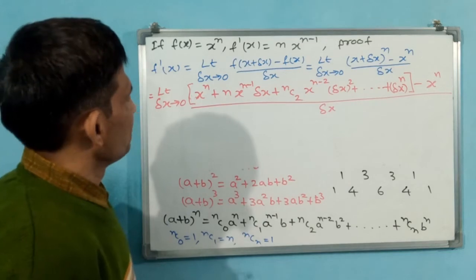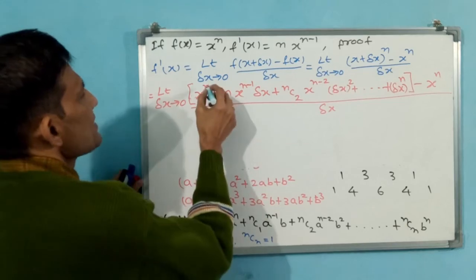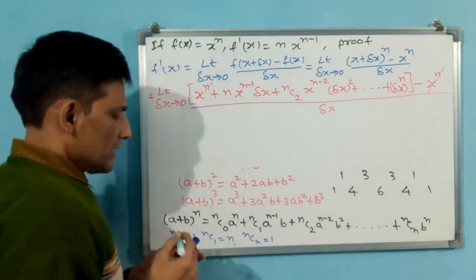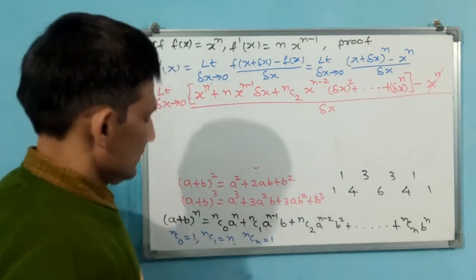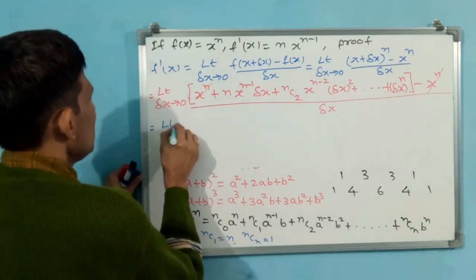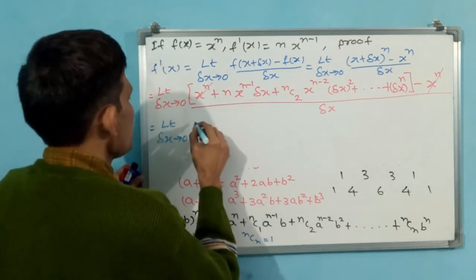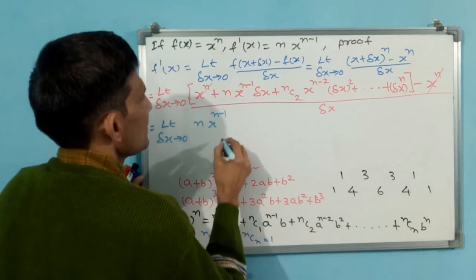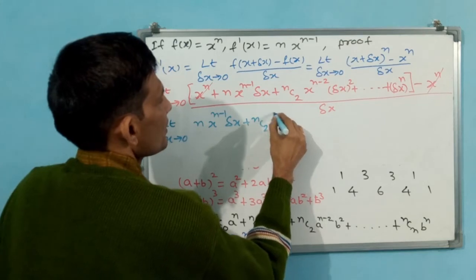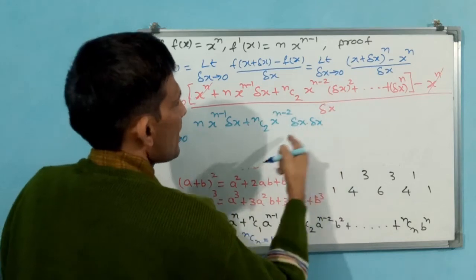You do something. See what is the something? Only one thing you have to do: just cancel out this x power n. Plus is there, x power n minus is there. Then you write down again: that is equal to limit delta x tends to 0. Now x power n is not there. n into x power n minus 1 delta x, plus nC2 x power n minus 2 delta x into delta x. I am writing this because the square is there.